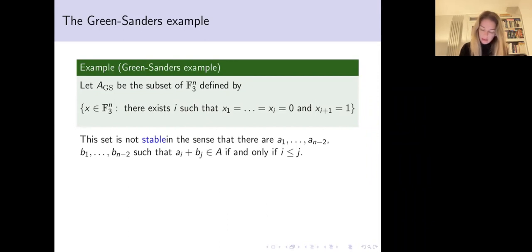And this is very easy to see, in the sense that you just write down: ai is the element that has a 1 in the i plus first coordinate and zeros everywhere else. So it's the i plus first basis vector. And as bj, you can take a vector that starts with j plus 1 zeros and then all 2s. So I write this as 2 times e sub j plus 2 plus ... plus 2 times e sub n.